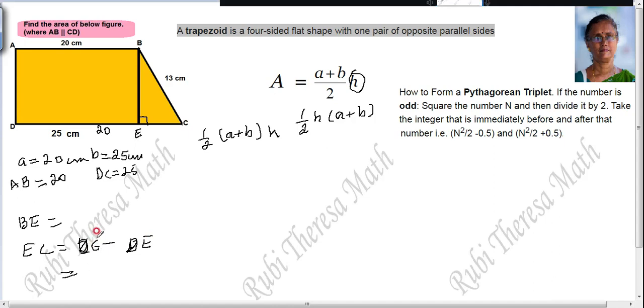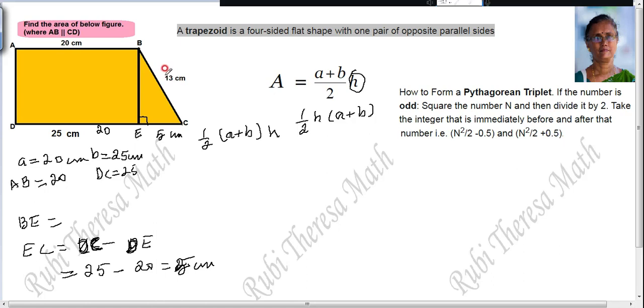DC is what? DC is 25 centimeter. What is DE? 20 centimeter. So, EC is 5 centimeter. This is a right angled triangle, isn't it? You have studied about Pythagorean triplet, isn't it? So, this is the hypotenuse and the other two sides. So, the Pythagoras theorem, isn't it?